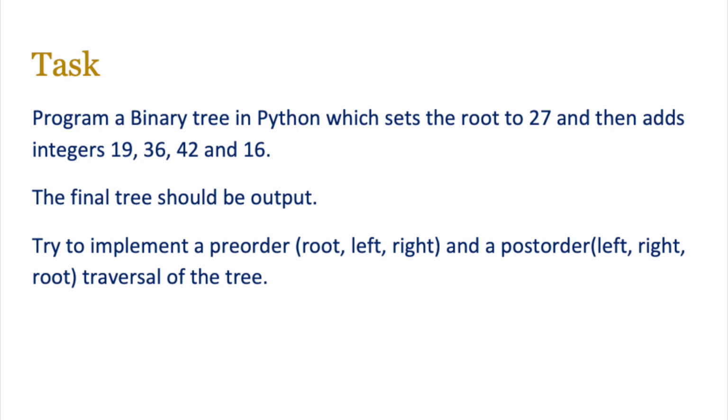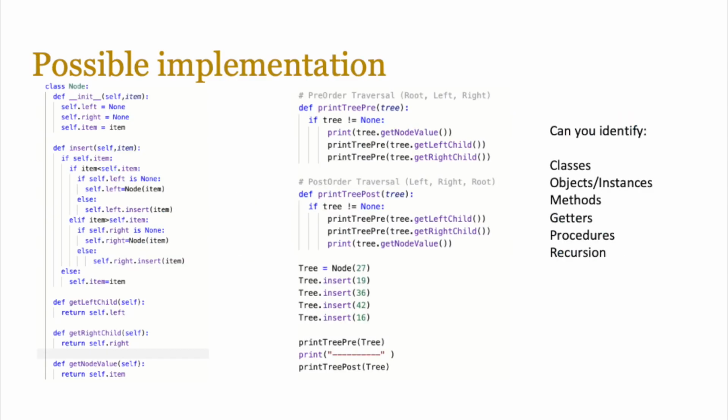Now, if you're stuck and you're not sure how to do this, obviously I'll share the code with you so you can study that particular code and then try to see if you can implement it on your own. So on screen, you'll see a possible implementation of this type of structure. Check whether you can identify where classes are used, where the objects or instances are created, where the methods are, where the getters are, any particular procedures, and where recursion is being used. Pause the video and you could type this up and check whether it works.